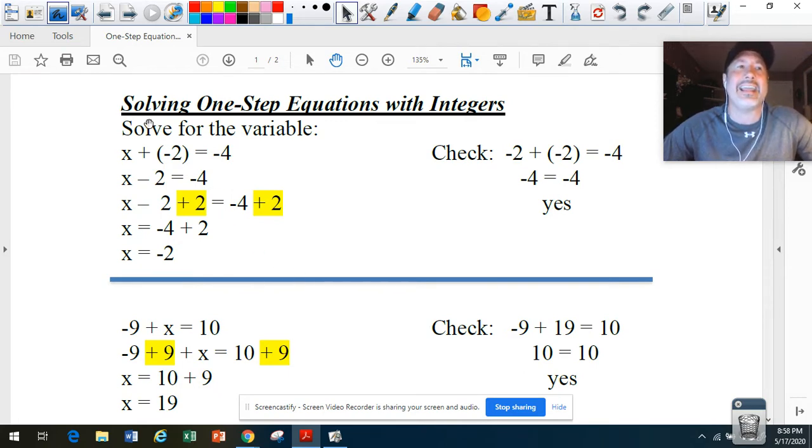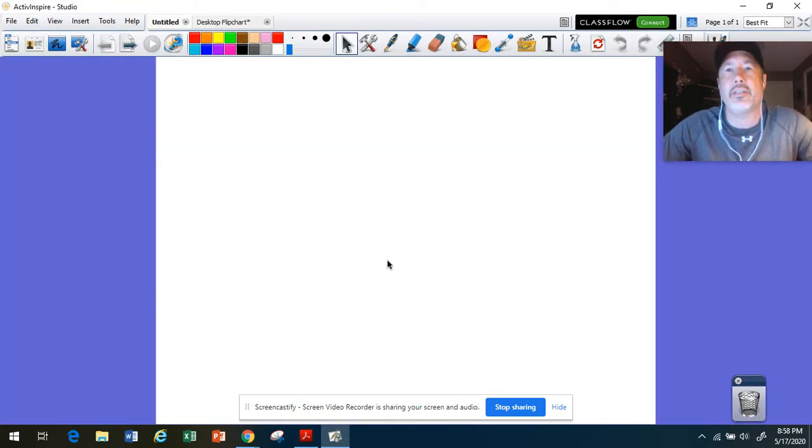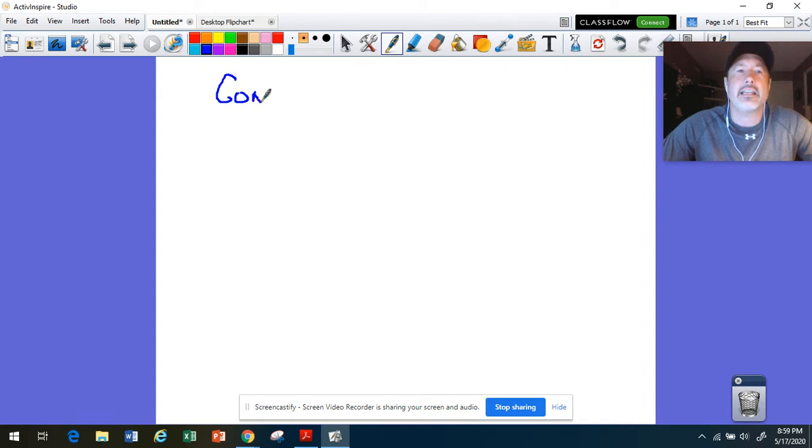Before we get into this, let's go over a couple of things. Remember, when we were talking about solving equations, we had a goal. Let's see if you remember what the goal is when solving an equation. Do you remember? Yes, you do. It was isolating the variable. We want to get the variable all by itself.